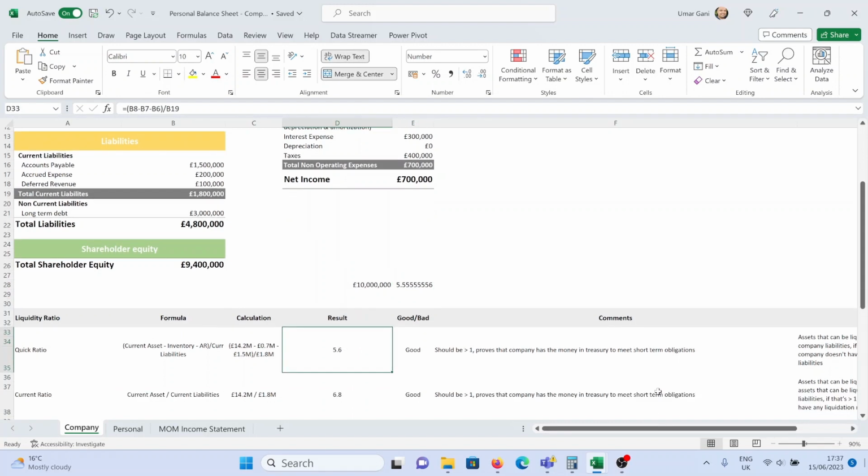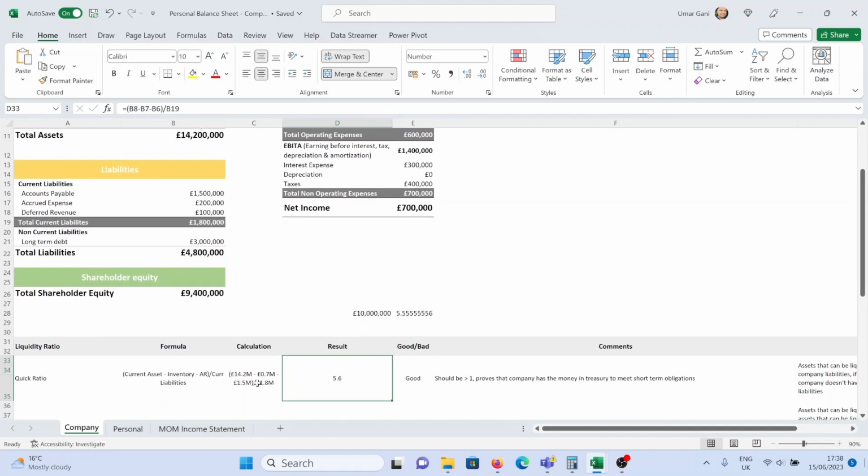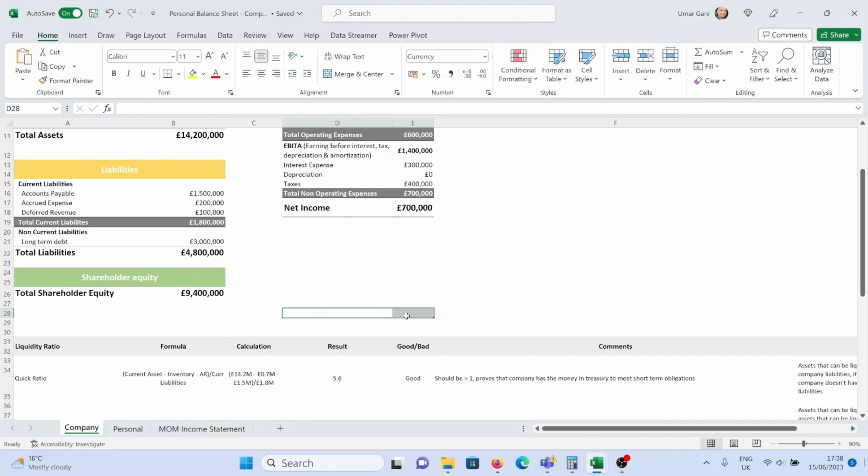What this ratio says is, if this is greater than 1, that proves that the company has the money in treasury to meet short-term obligations. If your current assets that can be quickly liquidated are more than one time the short-term liability, that is current liability, then you don't have the risk of not paying your vendors on time. So it proves that the company has the money in treasury to meet the short-term obligations. That's what this ratio says.